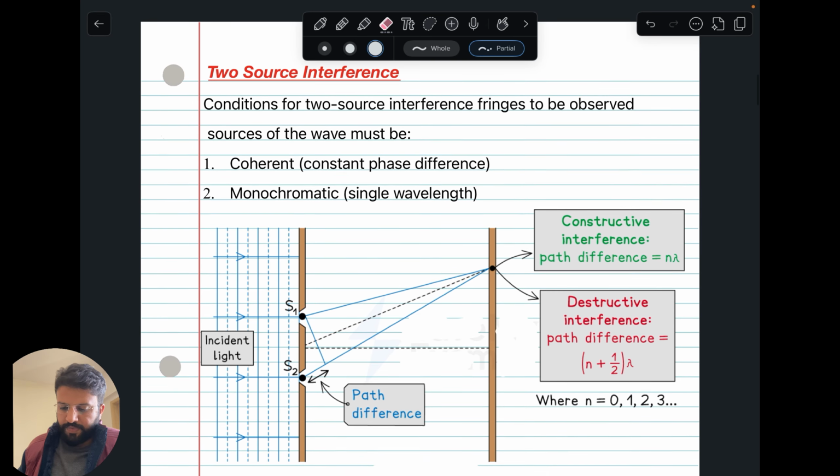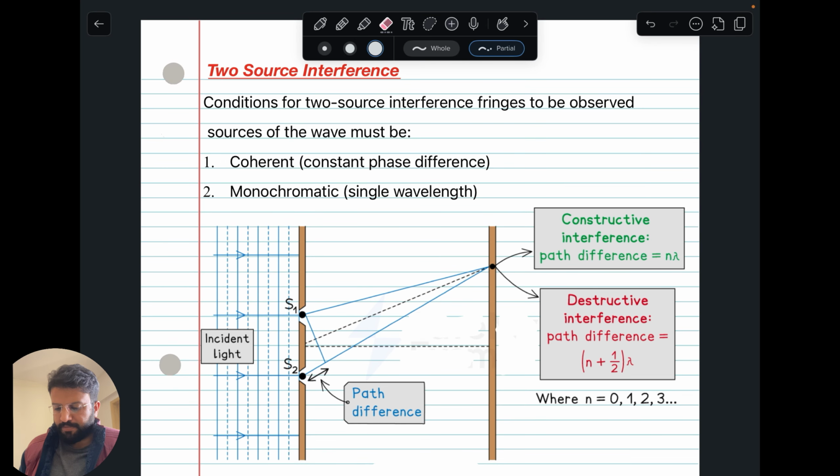Starting with the conditions for the interference fringes in the double slit experiment, the light should be coherent. This is the first condition. It means the light from the two sources should be in phase, and the light should be monochromatic. It should have a single wavelength.